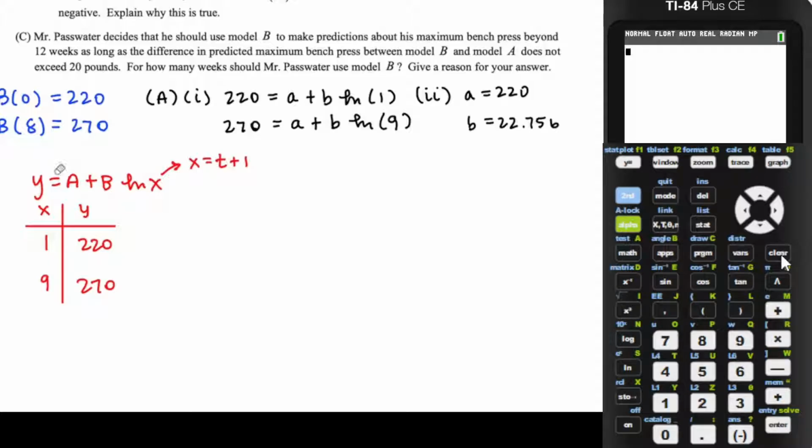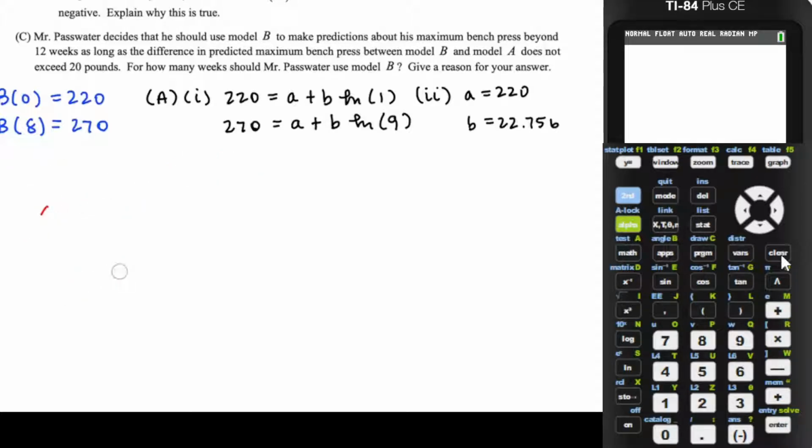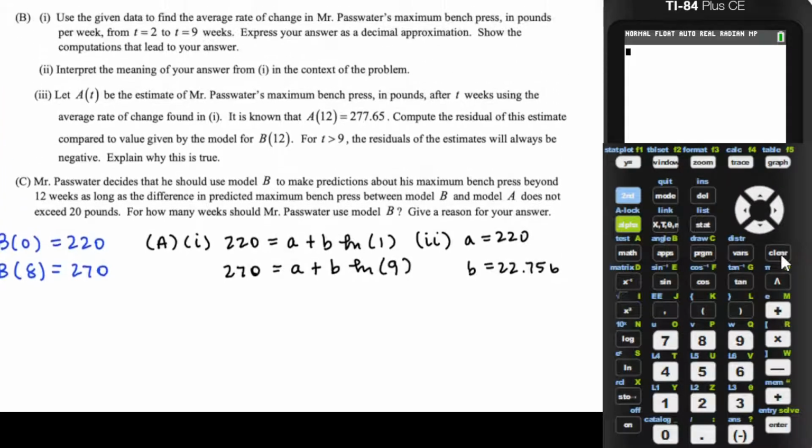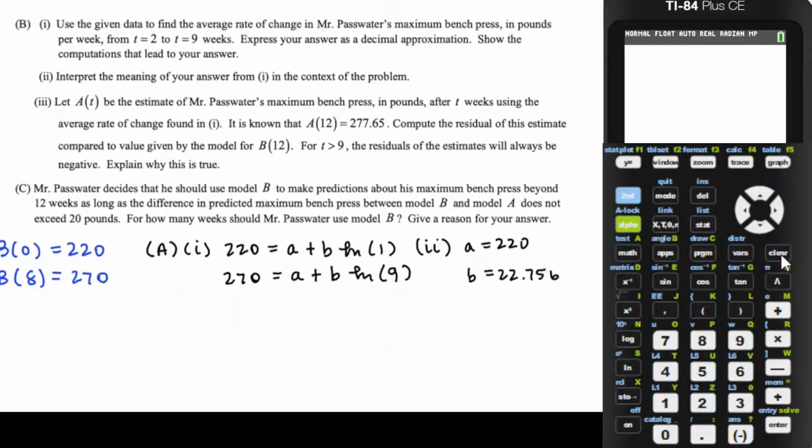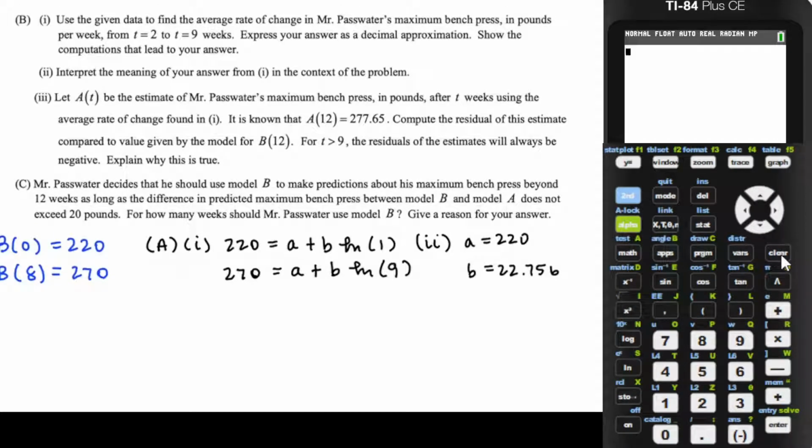You can do it however you want. I'm just going to stop there. That's the values of a and b. Now we're going to move on to part B. Use the given data to find the average rate of Mr. Passwater's maximum bench press in pounds per week between t equals 2 and t equals 9. We can do that.